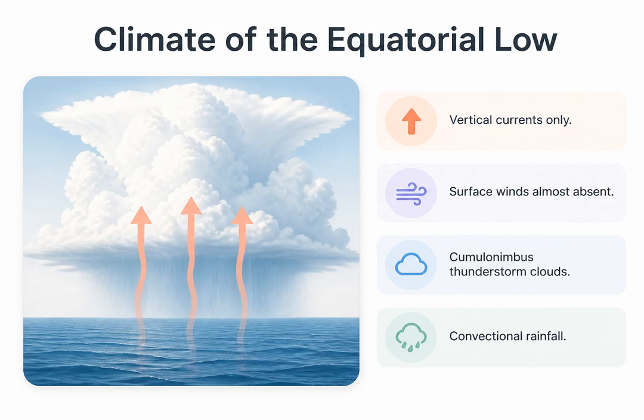The climate within this belt is quite unique. Because the intensely heated air is constantly rising through convection, you only really find vertical air currents here. Surface winds are almost completely absent because the air rises before it can move horizontally across the surface. As this rising air passes over the vast equatorial oceans, it picks up a massive amount of moisture. As it travels upward, it cools and condenses, forming massive cumulonimbus thunderstorm clouds. This results in heavy convectional rainfall along the margins of the belt, while the air loses all its moisture by the time it reaches the upper troposphere.